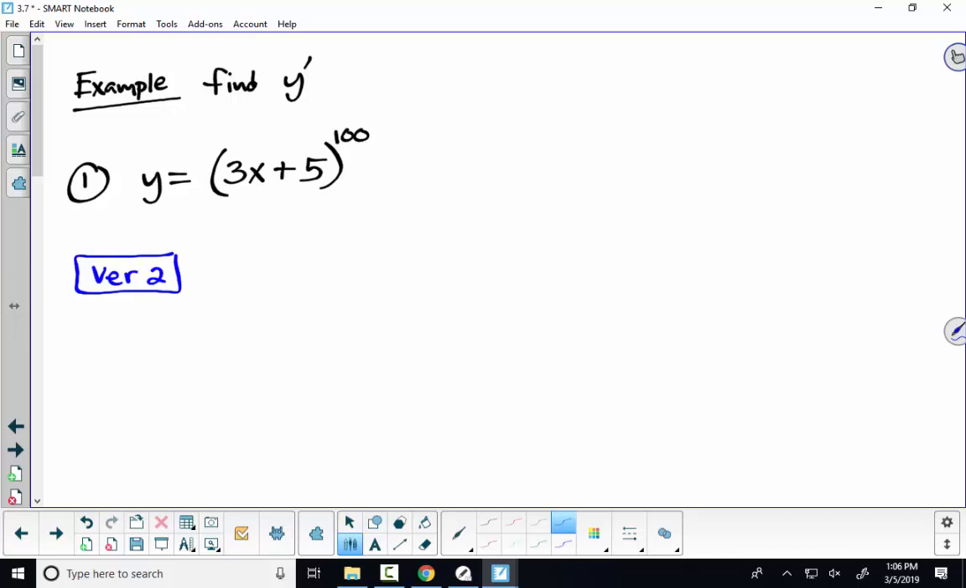So what would the outer function here be? Yeah, the outer function is taking this expression and raising it to the 100. So you could pretend like this is something to the 100, x to the 100, and the inside function is the 3x plus 5. So we take the derivative of the composition by taking the derivative of the outer function, leaving the inner function alone. So we just apply the power rule to that.